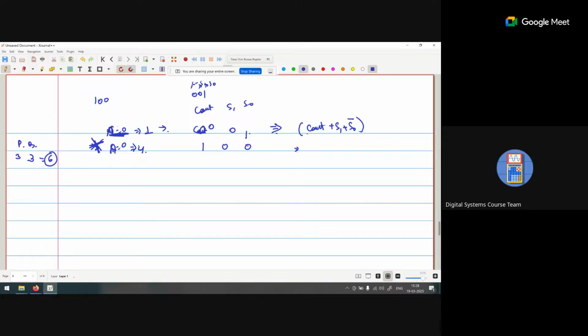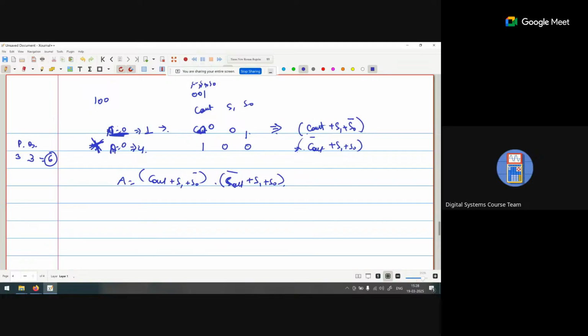Can you write a maximum for this one? So it is C out bar plus S1 plus S0. So finally for the A, the term is C out plus S1 plus S0 bar multiplied with C out bar plus S1 plus S0. So this is the expression for A.